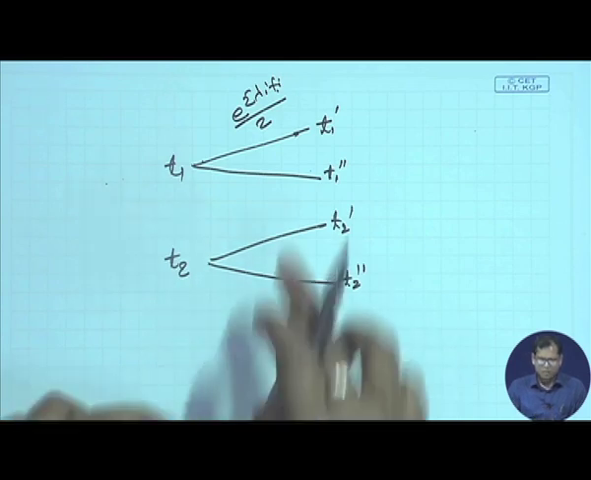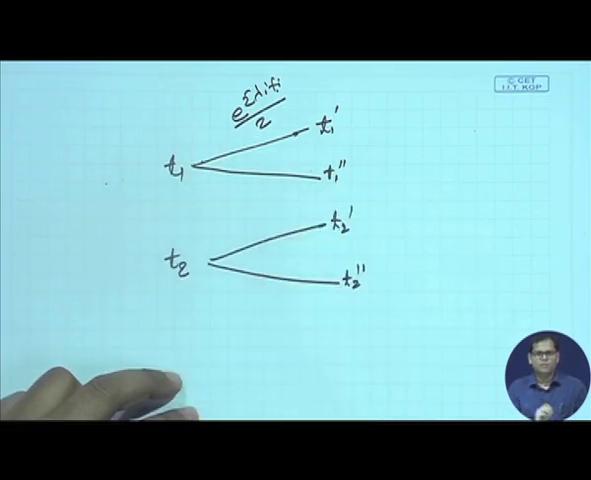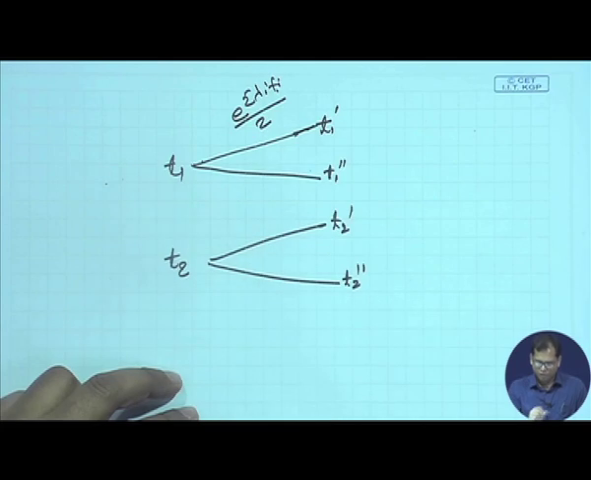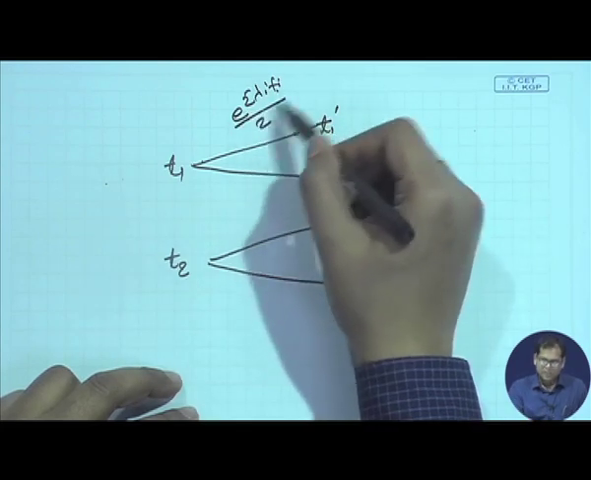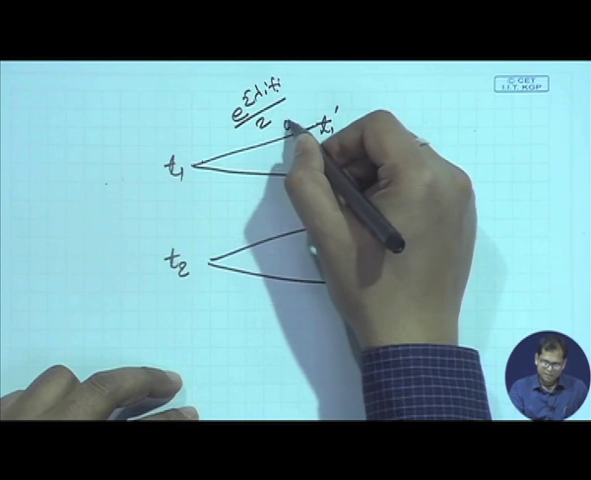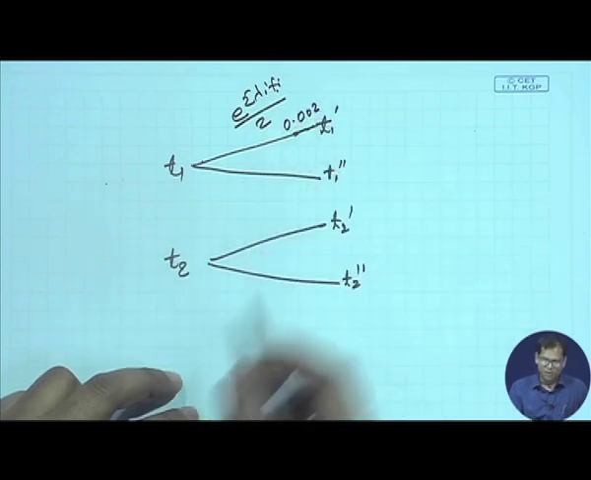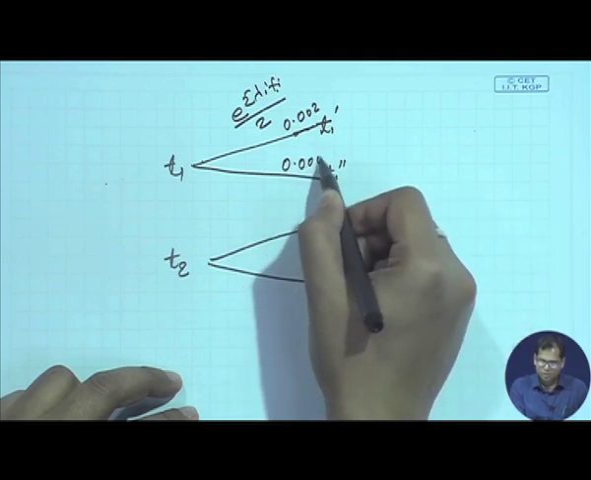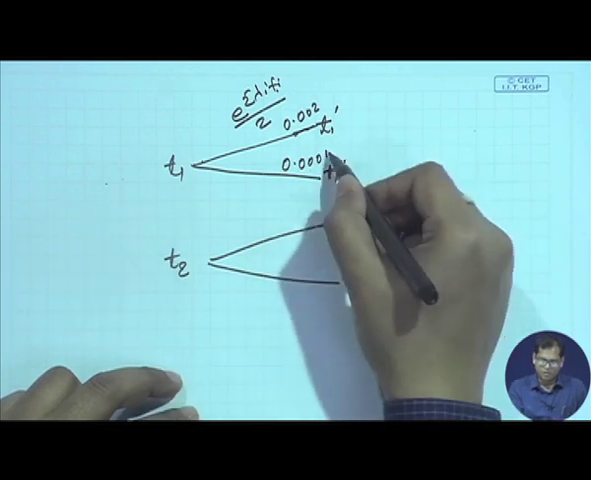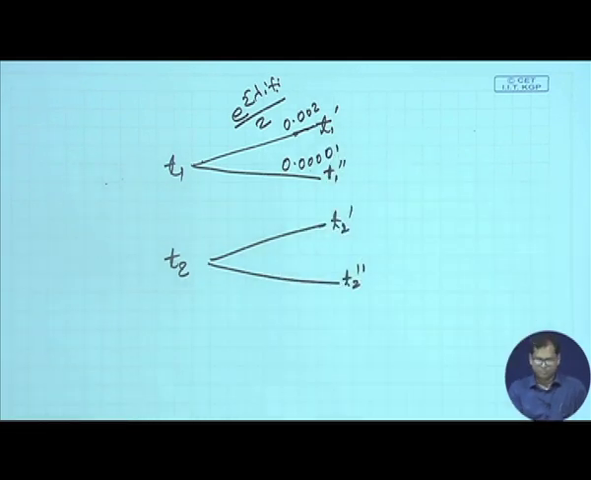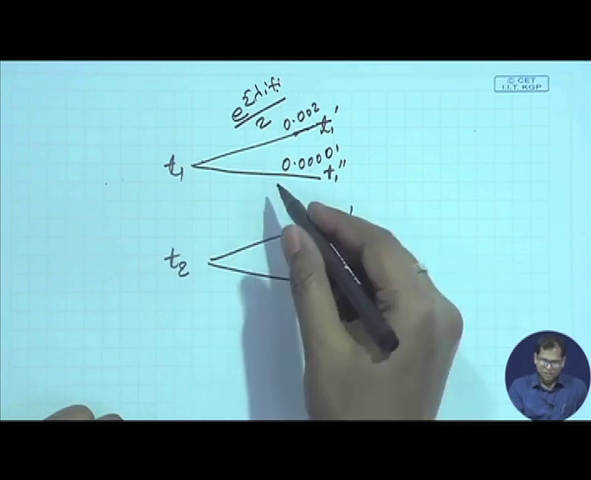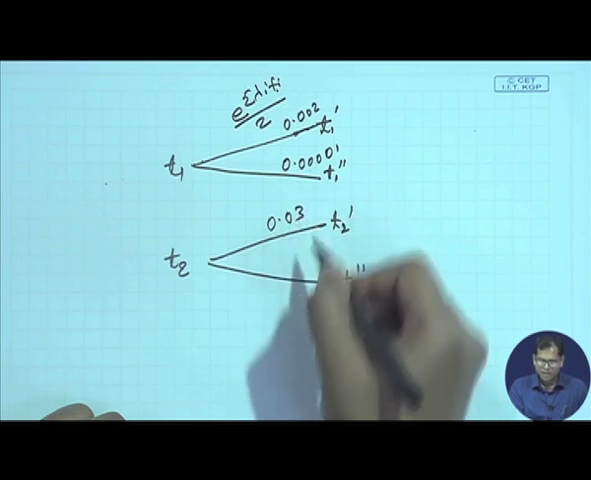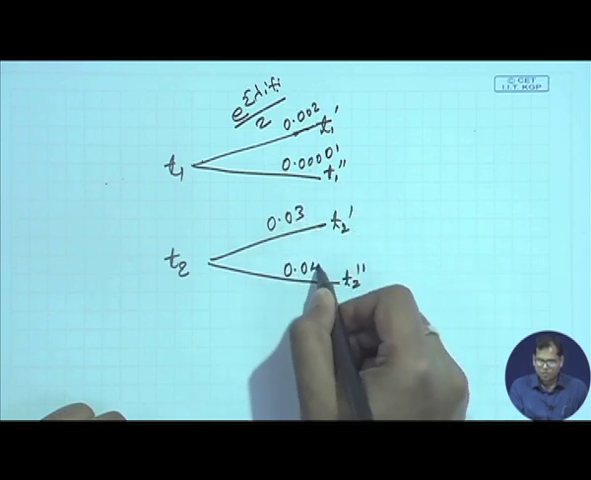Suppose for a particular choice of these tags, it happens that in one of the branches you are having this value as 0.002, okay, and this value as 0.0001, okay, or let us say or even much smaller value. And this branch is having value of 0.03, 0.04.